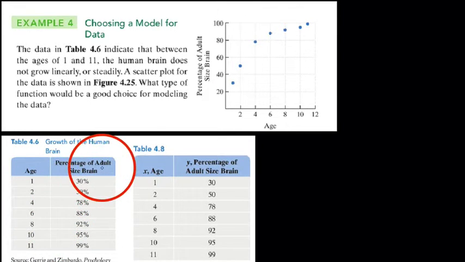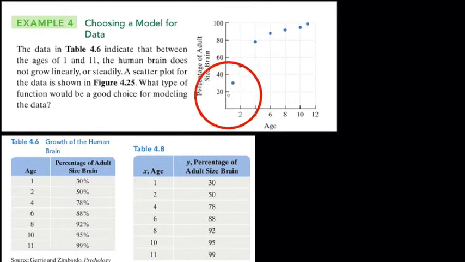But we certainly see the percentage of adult brain size that you've obtained at that age. And you can see that it grows really rapidly at first, but then slows down as they get towards 11 here. And that scatter plot is basically just an XY plot of this very same data that you see over here in this non-XY table.